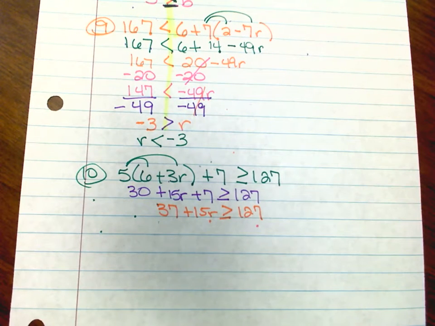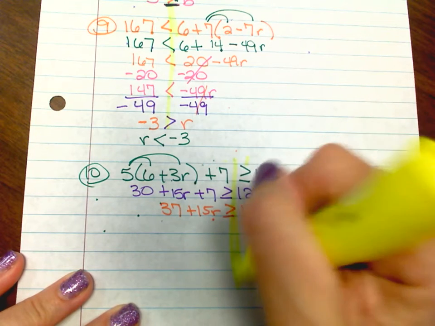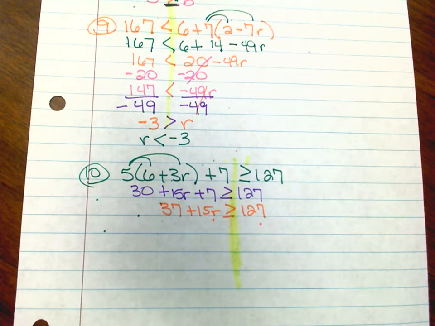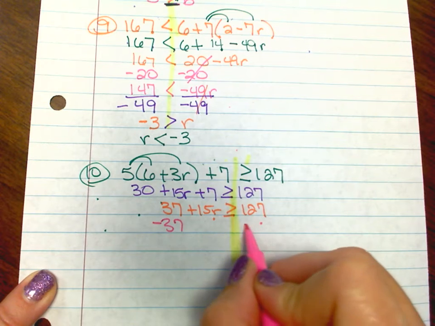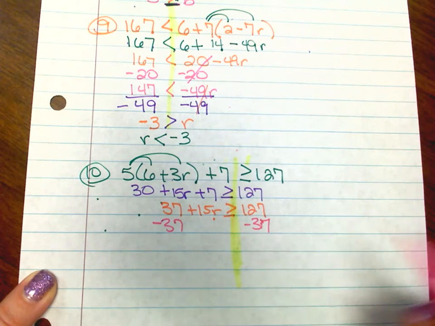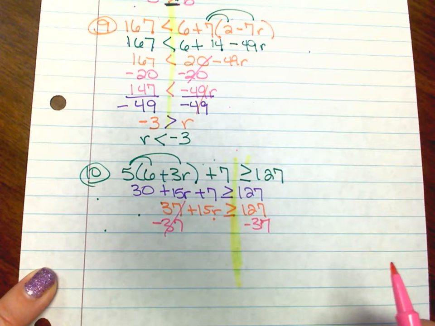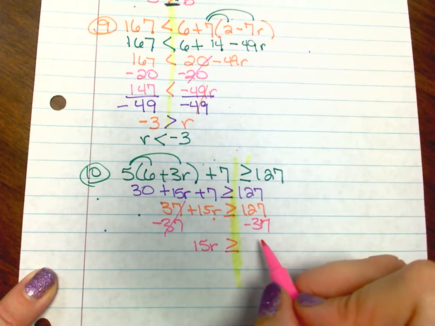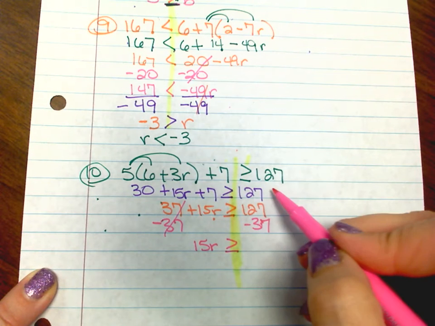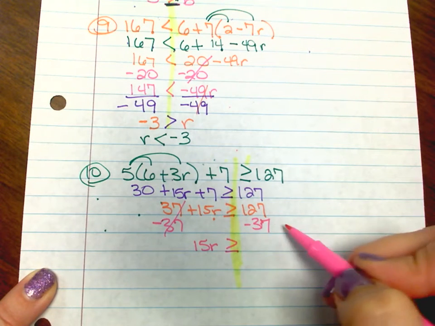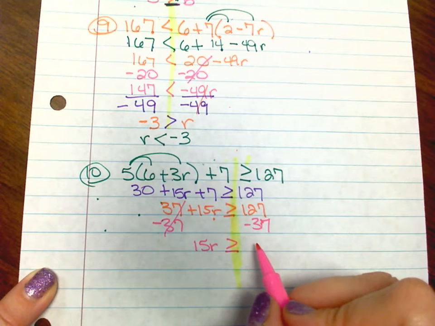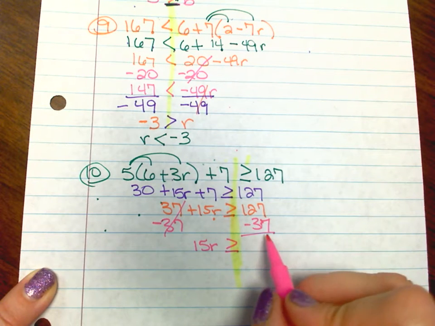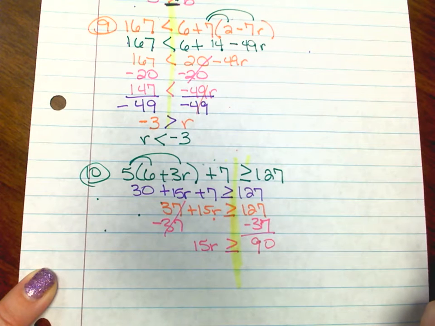Now then, I want to get my whole number on the opposite side because I want r by itself. So I need to subtract 37 from both sides. What you do to one side, you must do to the other side. That cancels out. I bring down my 15r is greater than or equal to. If I have a positive 127 and I'm going to subtract 37, I get 90.